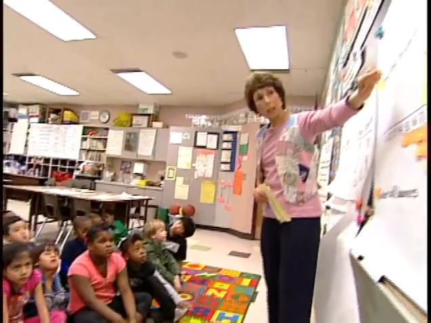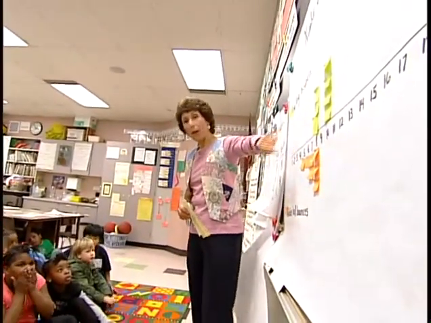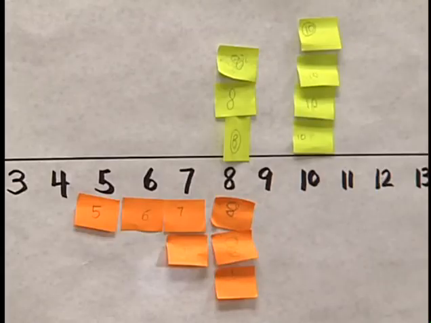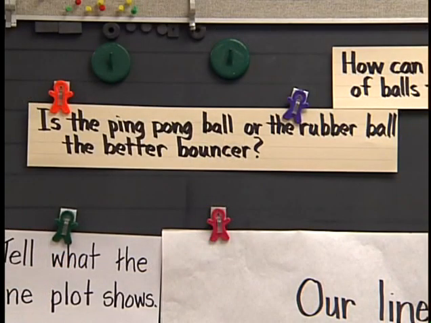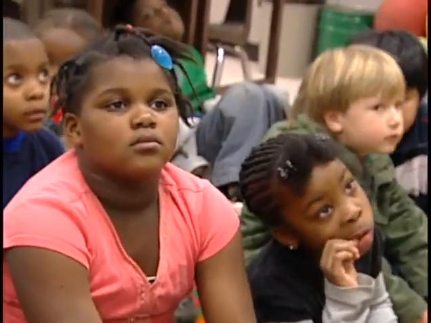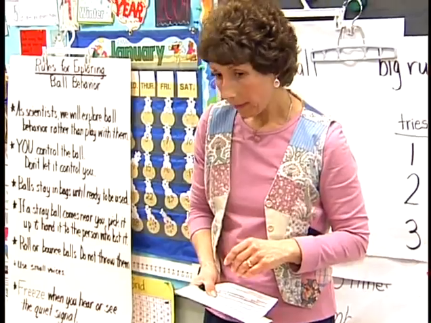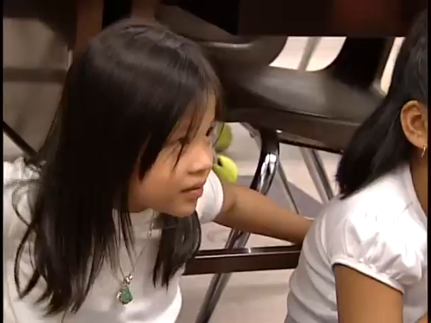You just put your sticky notes up on the line plot graph, and those sticky notes have the number of bounces that your ping pong and your rubber ball made, okay? So I want you to look at this data. How can we answer our question? So today, before they started some of their writing, I wanted them to think like a scientist. So I asked them, why are you doing this? What are you trying to prove? Is this information helping you?